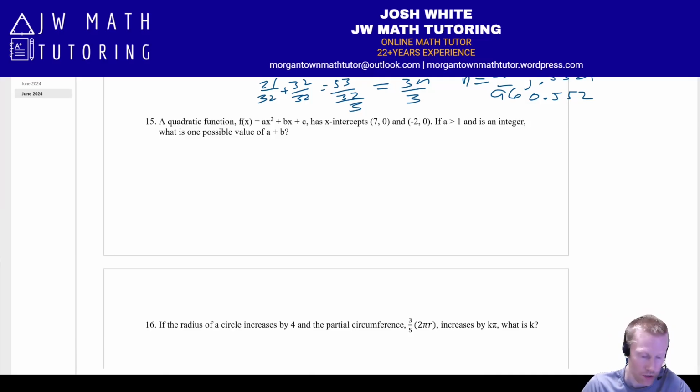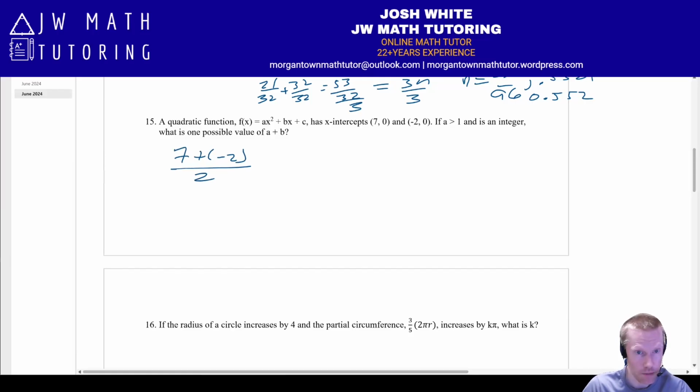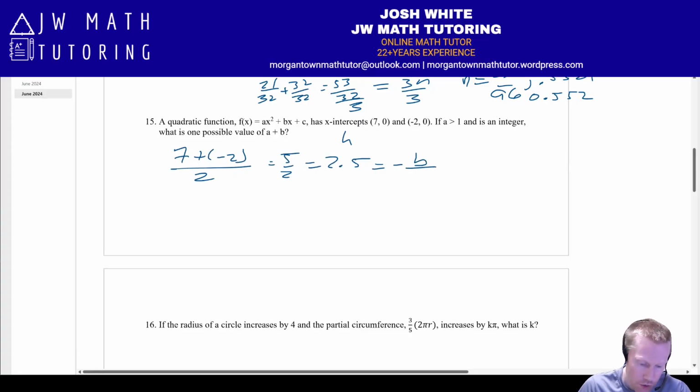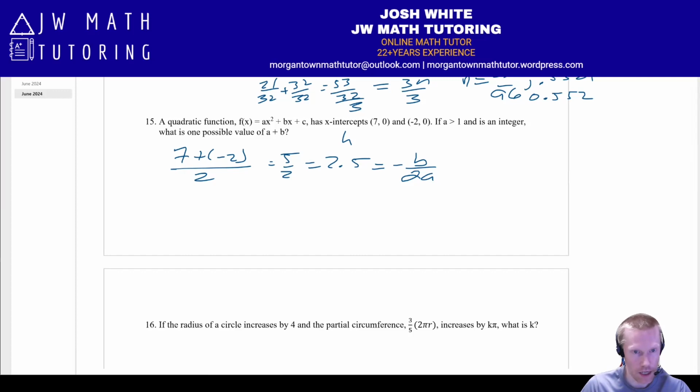So by hand, what you would do is you would notice that the vertex is basically the average of your two intercepts. So 7 plus -2 divided by 2 is 5/2, which is 2.5. So that's my h value for my vertex. That's also equal to -b over 2a. And the reason that helps me is because I can rearrange this, I can cross multiply, and I can get 5a equals -b, or b equals -5a.